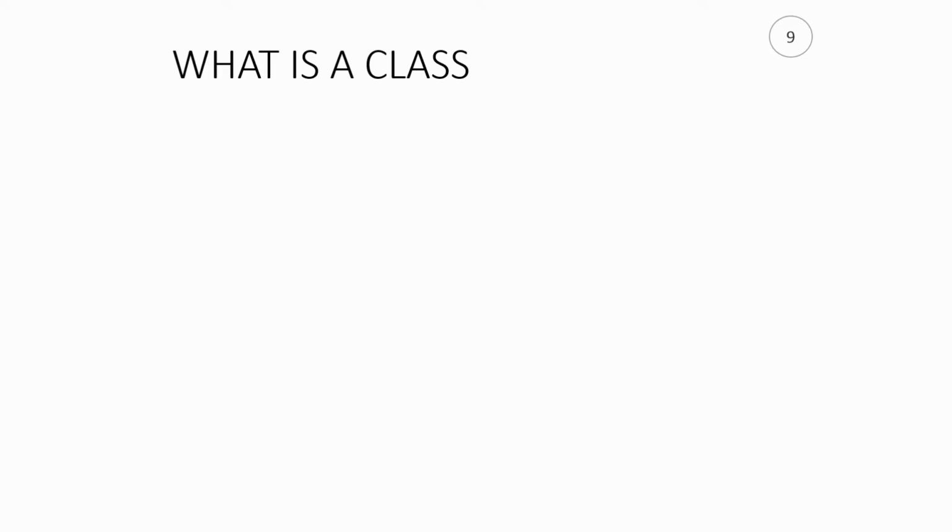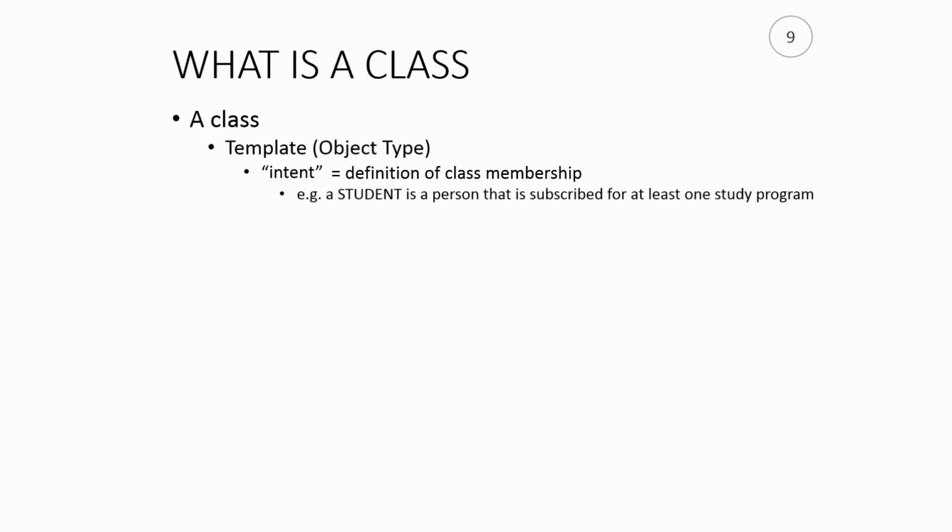A class has two functions. On the one hand, the class will be the template or a model for a group of real-world objects that are similar. It defines a type of instances, and therefore we also call it an object type. This is called the intent of the class. It is a definition of the concept that defines class membership. In our example, a person is a student only if that person is subscribed for at least one study program at the KU Leuven.